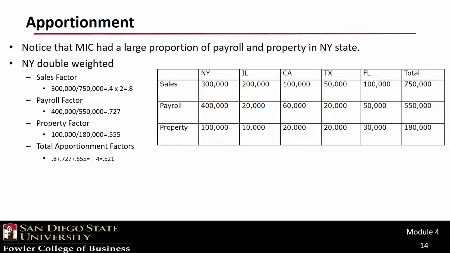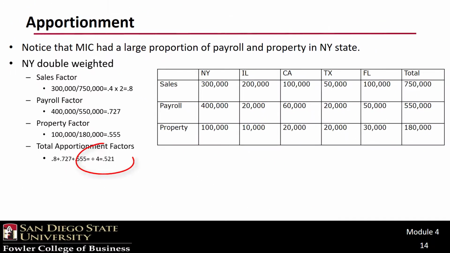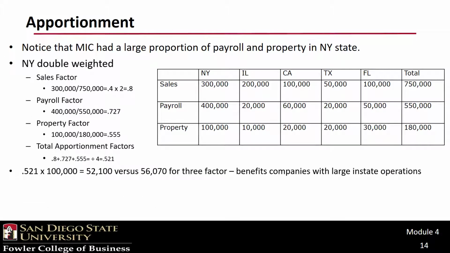So the factors are going to be calculated in the exact same way, except now the sales factor is multiplied by 2. And therefore the final apportionment factor needs to be divided by 4. The final apportionment factor is now 0.521, and thus MIC has $52,100 of New York income. This compares to the $56,000 using the three-factor formula. So you can see that double weighting the sales factor favors businesses with a large in-state presence.